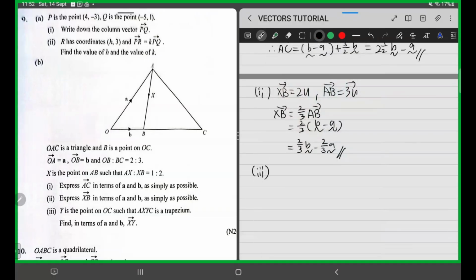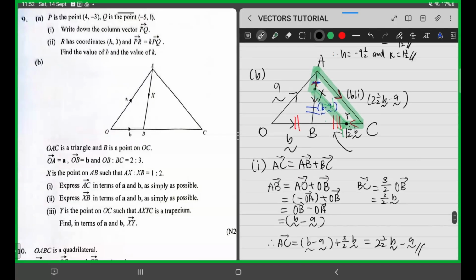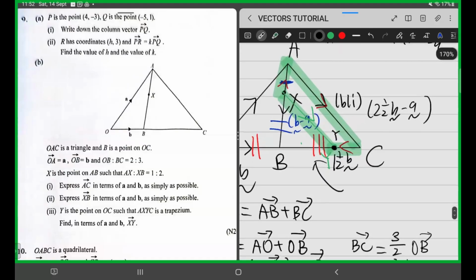Okay, wait, give me a second. XY equals to. Wait, actually, you don't have to do that. There's a much easier way to do this. OC, Y is a point that, okay, so it's 2 is to 3. Okay, never mind. Reverse.